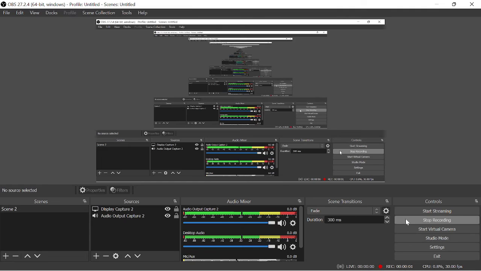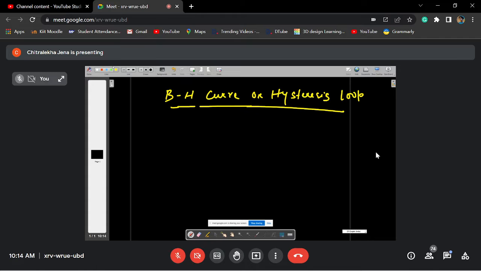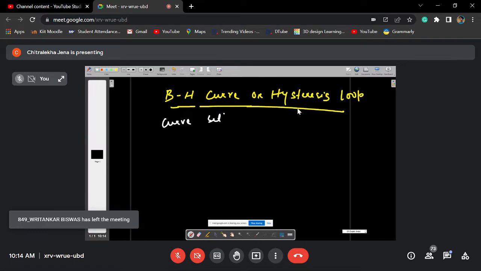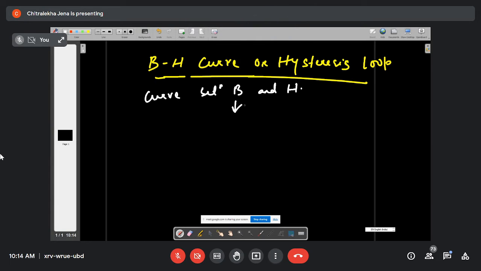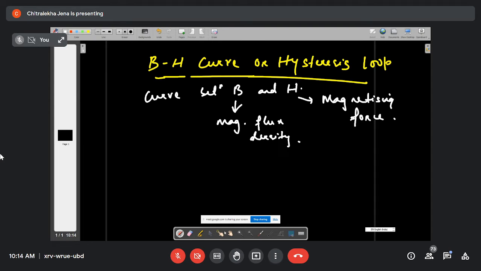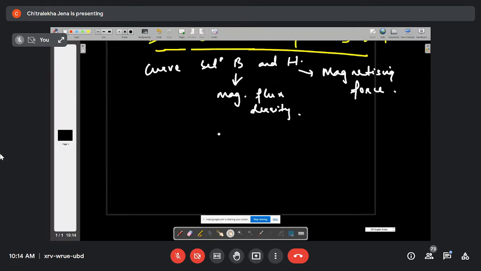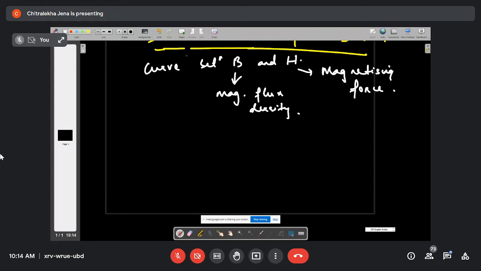Curve between B and H. It is the curve between B and H. What is B? B is your magnetic flux density, and H is your magnetizing force, or magnetic field intensity. Clear? Now, what is the relation between B and H?